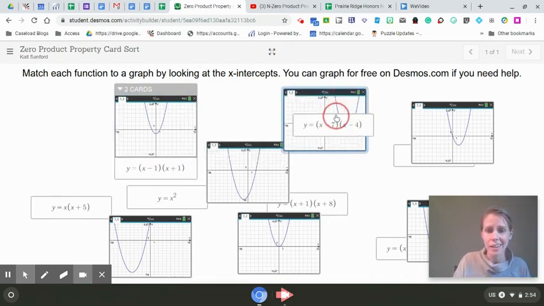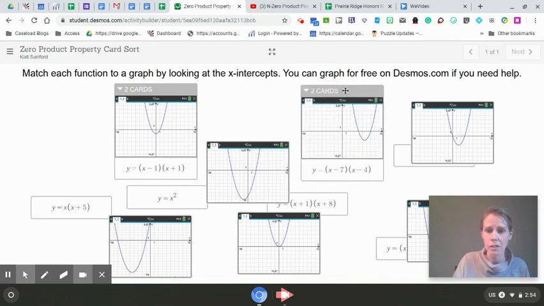And basically, that's all you got to do today. So you're going to find pairs. Which equation matches which graph? So good luck, you guys. If you need some help, you let us know. There's really no submission. It's basically just making sure you log in with Google, doing the card sort, and then you're done for the day.